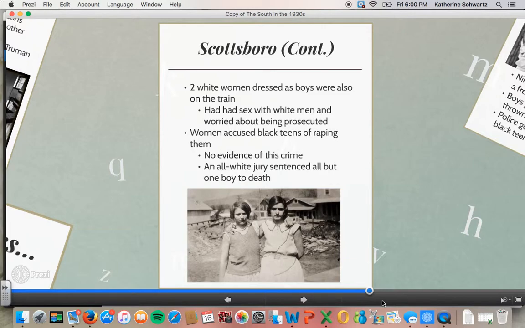So they accused the black teenagers of raping them. What's interesting, there was no evidence that the black boys had raped these women. But when this went to trial, there was an all-white jury, and so they sentenced every single black teenager to death except for one of the boys. So that was just definitely one of the stories that really stuck out to me, and I want you to take this, and this definitely will apply to To Kill a Mockingbird as we read it.